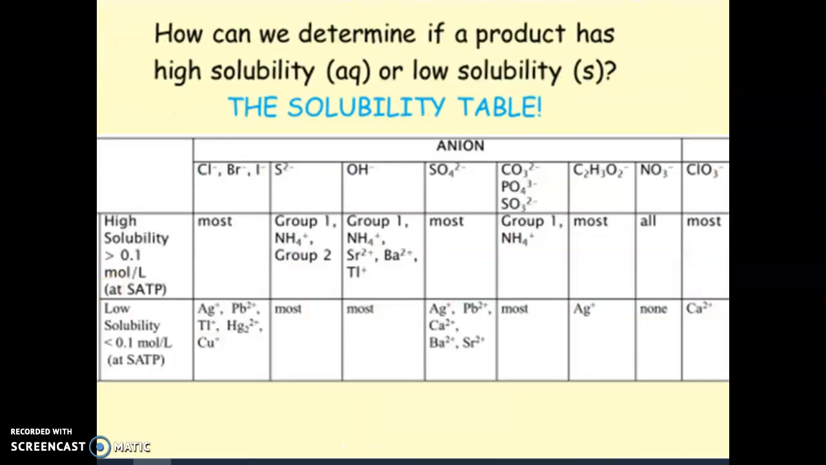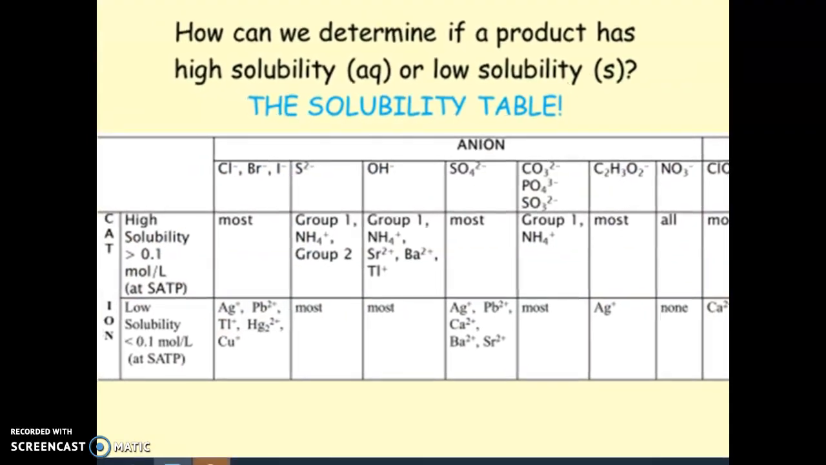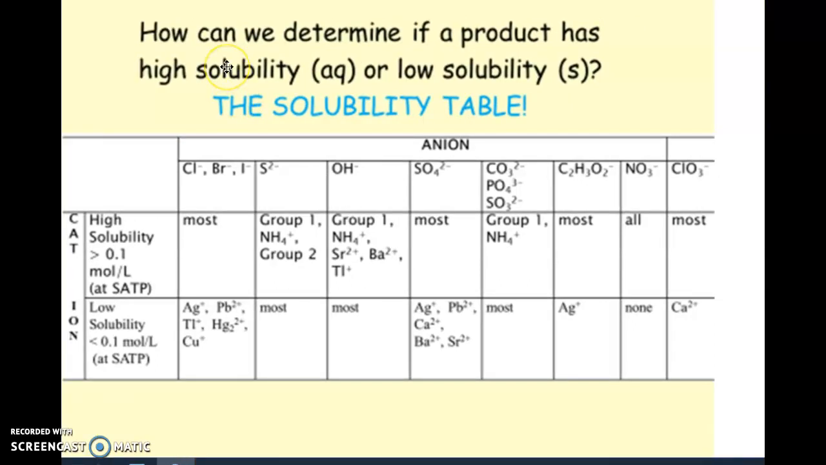So let's review, how do we know from the solubility table? Remember, in order to determine if your products have high solubility or low solubility, you are looking at the solubility table. High solubility compounds, we're going to have a state of aq, which means that it is still fully dissolved. Low solubility compounds we would put as an s, which means that we have that as a precipitate.